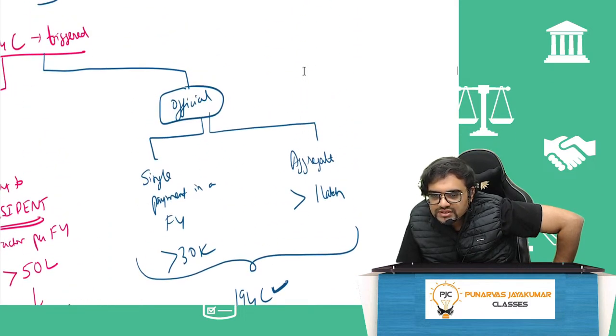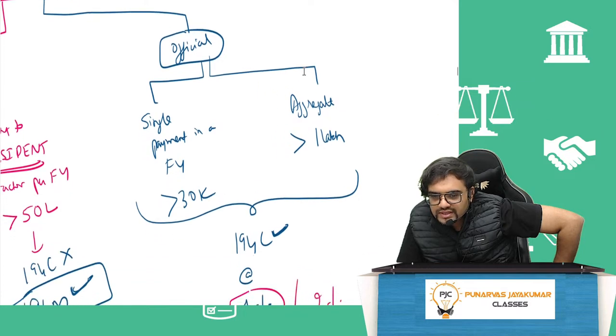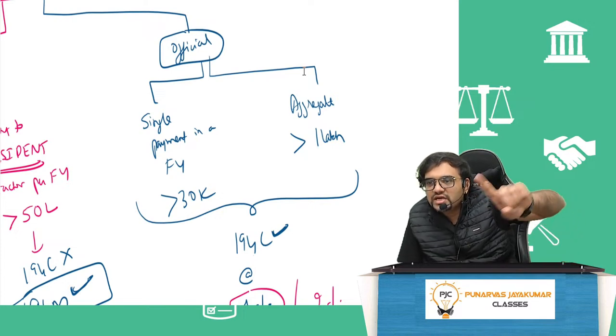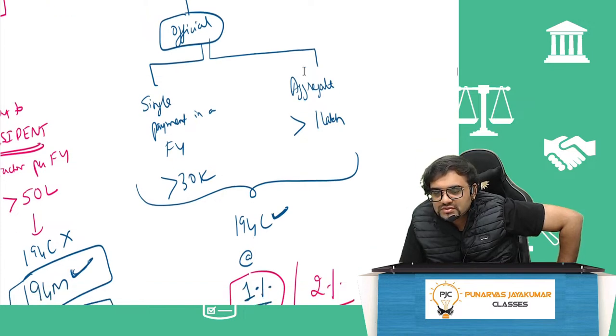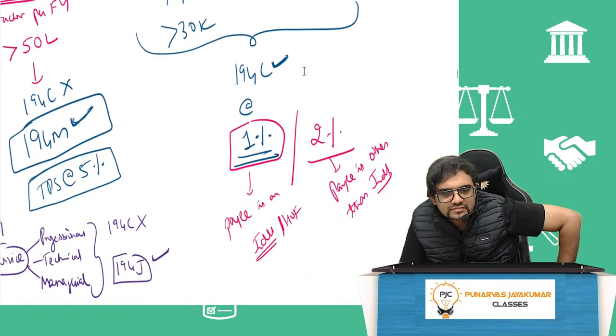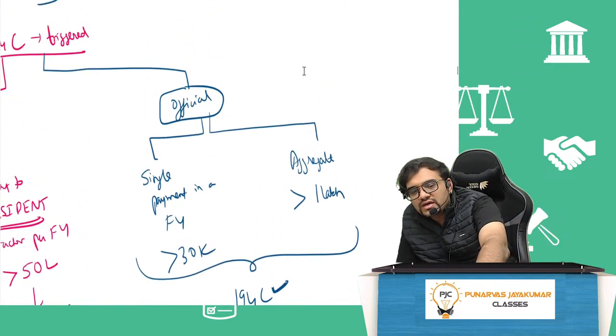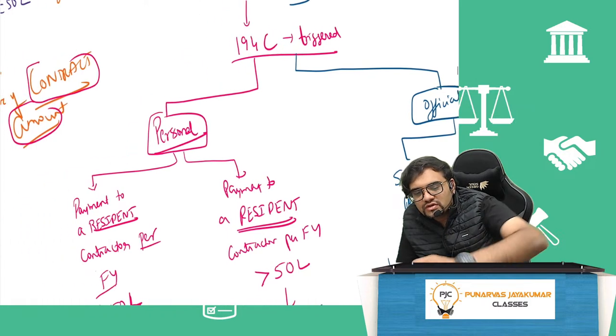So, Virat Kohli is hiring somebody for, let's say, some training of his calf muscles. He's hiring a trainer, official purpose. He's hiring an individual. How much is he deducting? 1% he should deduct. He's paying them 12 lakhs per annum. How much should he deduct? 1%. But he's hiring a company where they'll keep sending one trainer every day. So how much do they deduct? 2%.